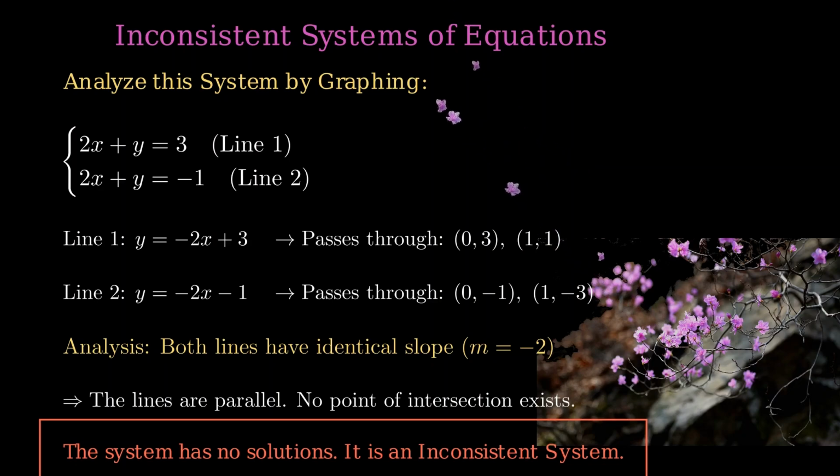When we convert both equations into slope-intercept form, we see that both lines have the exact same slope of -2, but different y-intercepts. Because their slopes are equal, the two lines are perfectly parallel and will never intersect. Since there is no point of intersection, the system has no solutions.